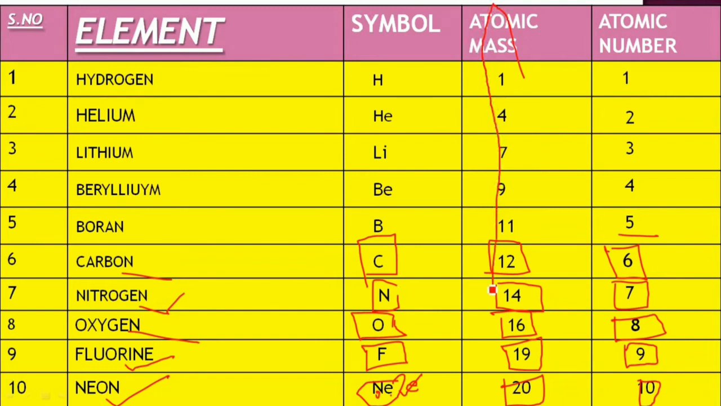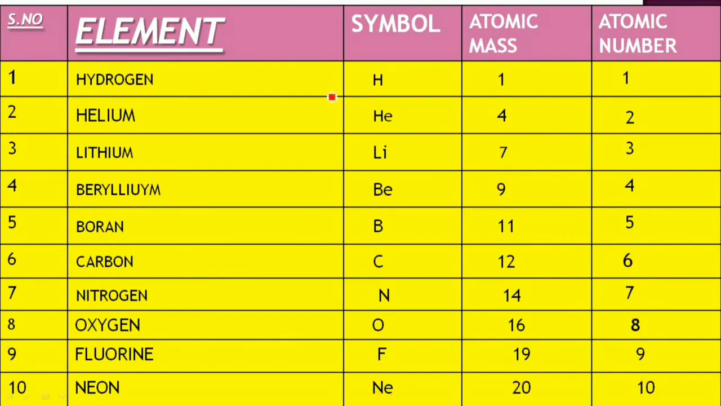I made a video on these atomic masses, do check it out. I am repeating once again. The first elements are hydrogen, helium, lithium, beryllium, boron, carbon, nitrogen, oxygen, fluorine, neon. These are the first 10 elements. Let's study the next 10 elements.